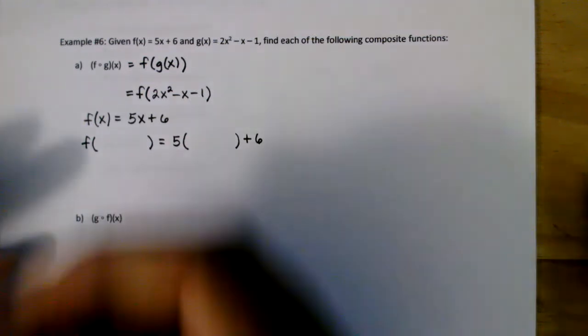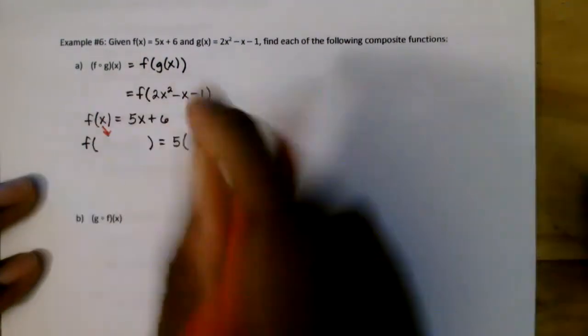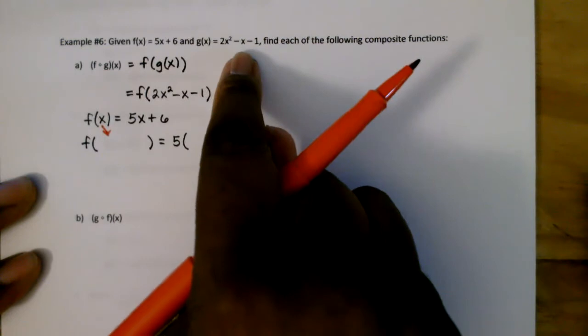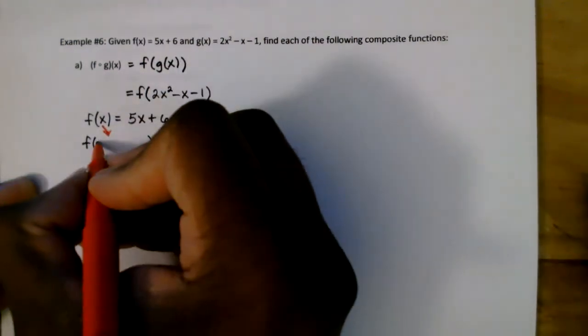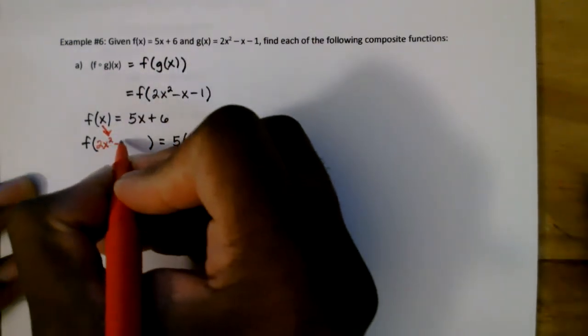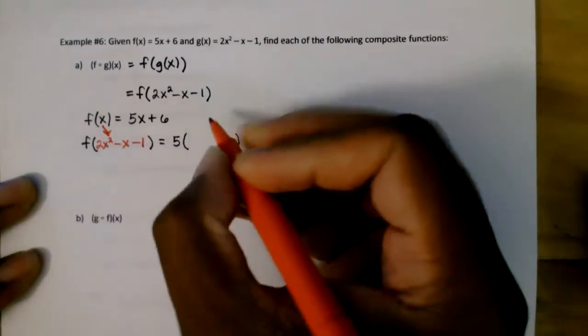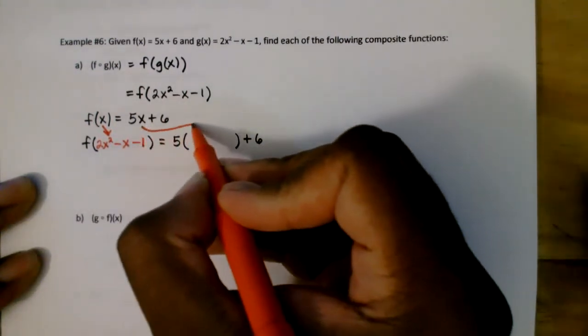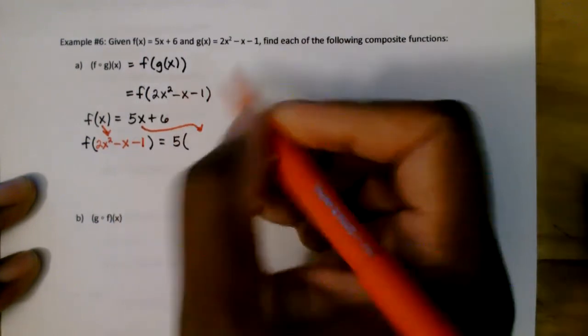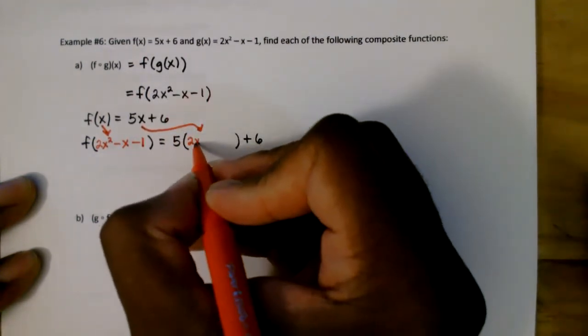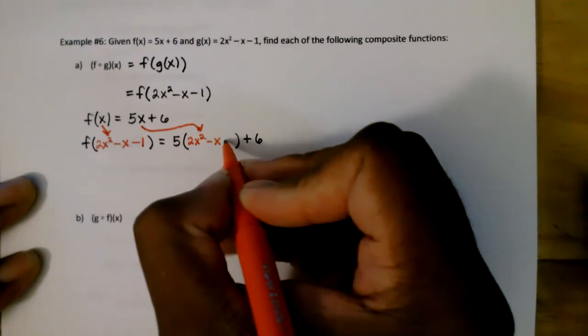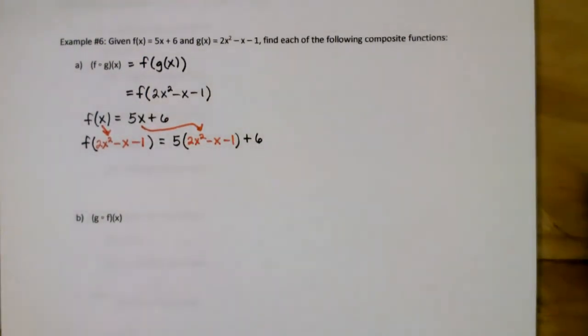And in this case, in f of x, this x is substituted with what g of x is, the 2x squared minus x minus 1. In 5x plus 6, that x is substituted with the g of x, which is 2x squared minus x minus 1. So on the right side, I got 5 times the quantity 2x squared minus x minus 1 plus 6.